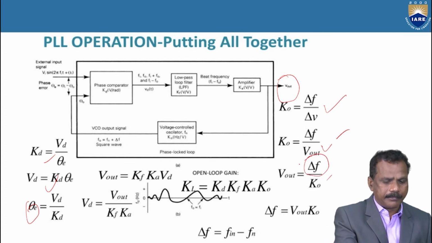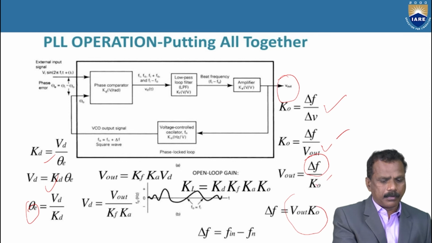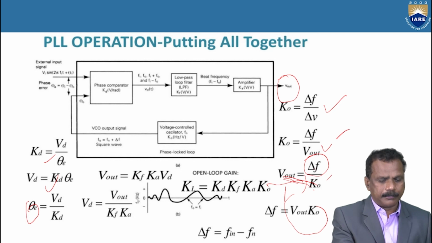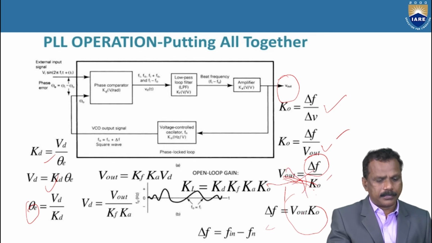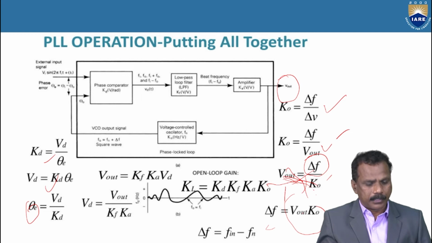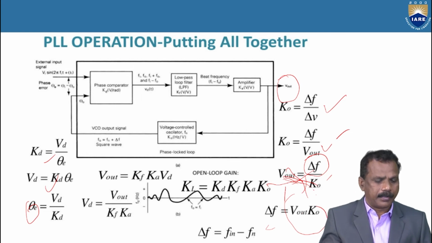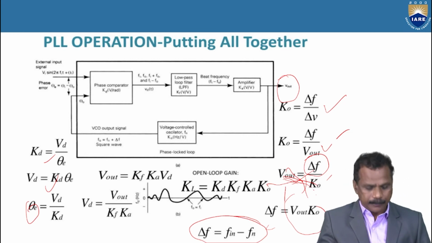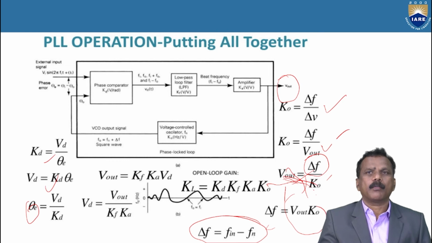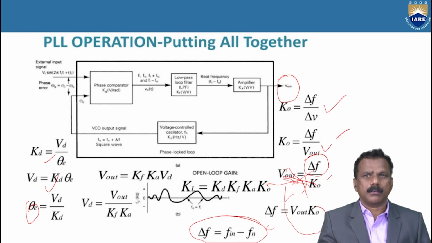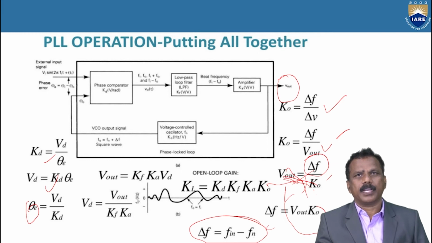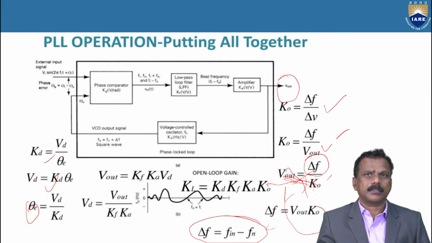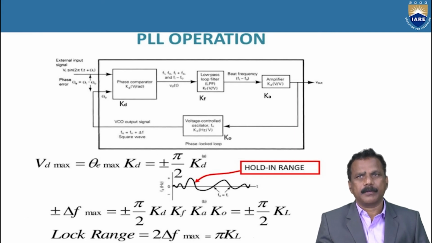If you want del F, del F is equal to V0 into K0. Cross multiply here, and del F is like this: V output into K0. Del F is equal to Fi minus Fn. Like this, all PLL operation is put all together, conjoining all the output response with the gain, external input voltage and phase errors. Everything is observed based on this.